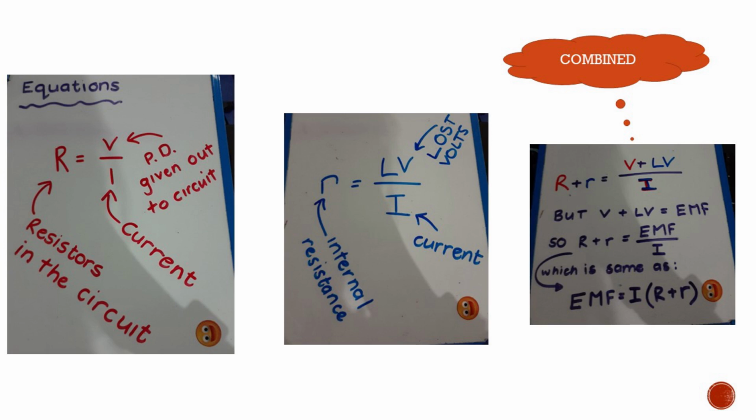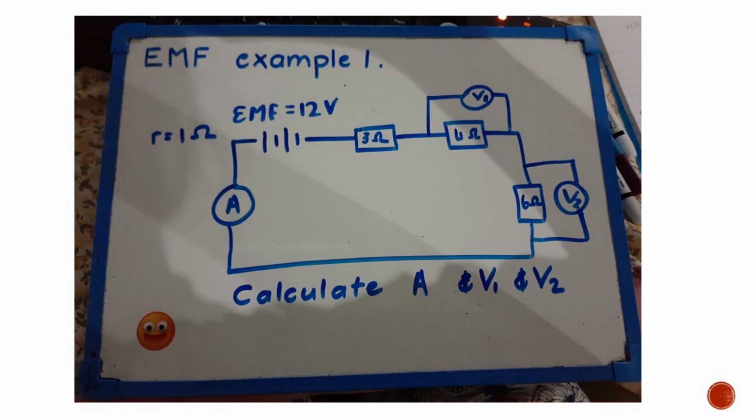And that is where the equation EMF is equal to I, big R, plus little r comes from. It's a combination of a little internal resistance equation and a big resistor equation. Right, let's look at a quick example.